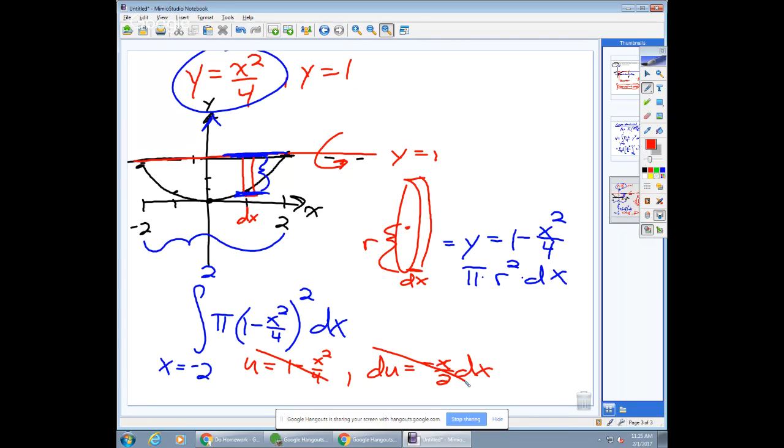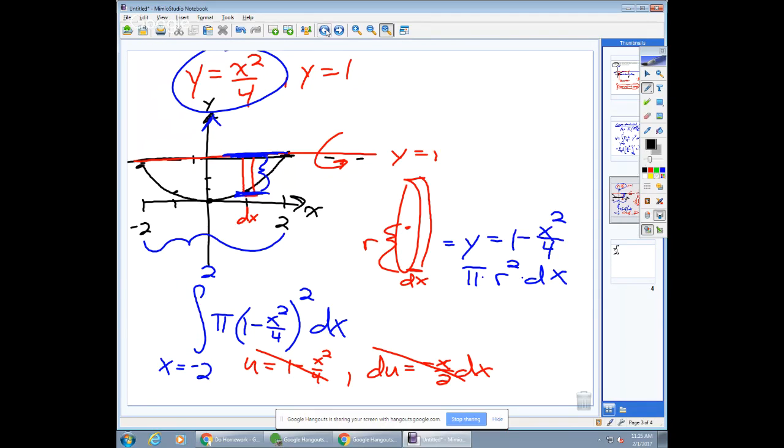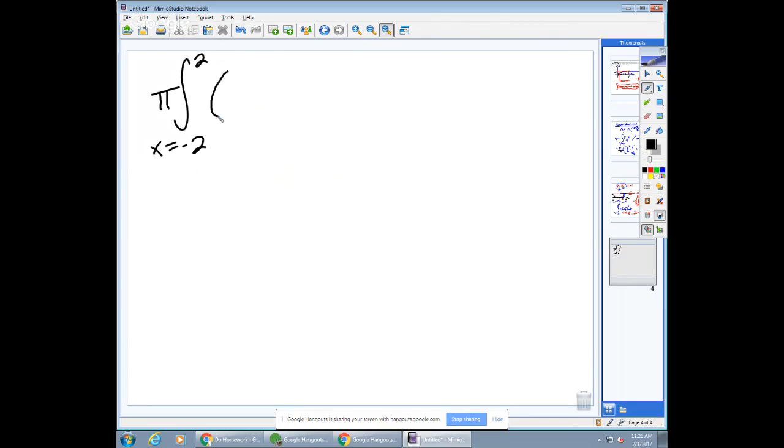All right, new page. So let's see, do I got that right? Yeah. So we've got the integral as x goes from negative 2 to 2. Pi can come out, and then we're going to square the 1 minus x squared over 4. To be safe, you probably want to write it out as 1 minus x squared over 4 times 1 minus x squared over 4, so you don't make any mistakes.